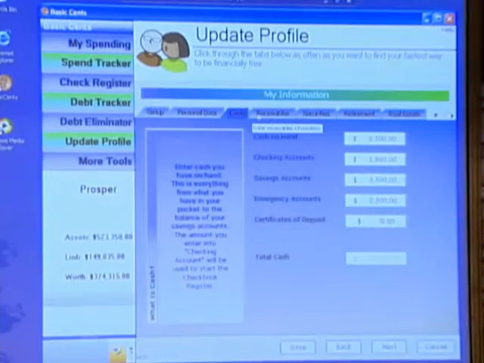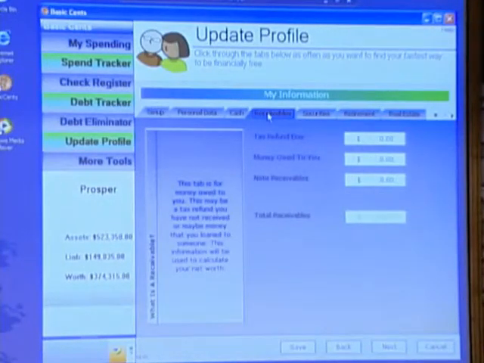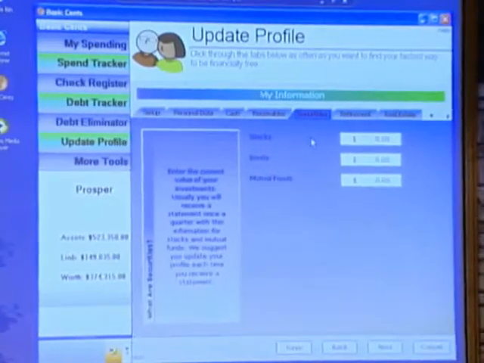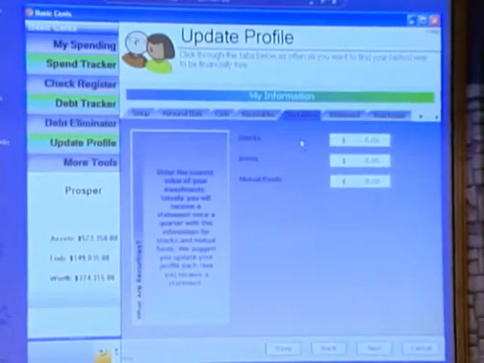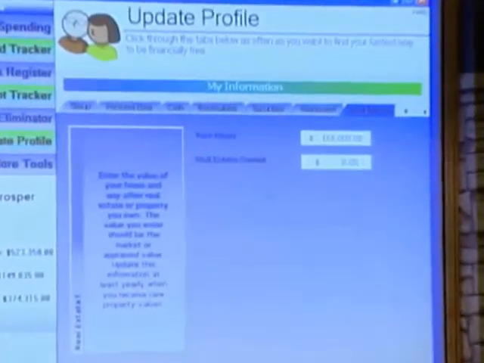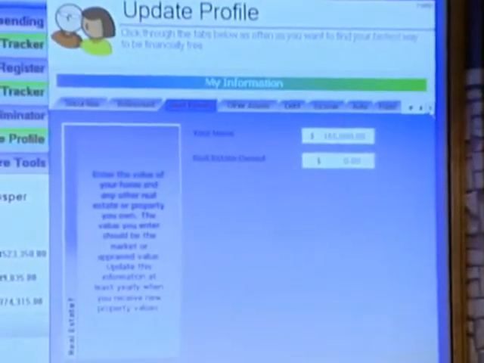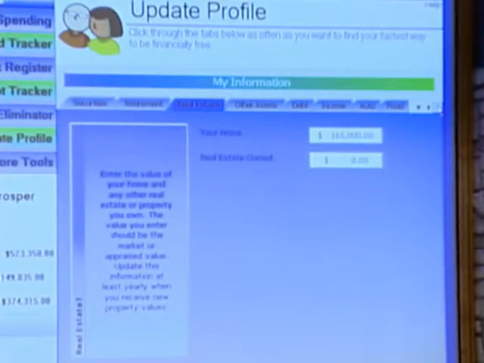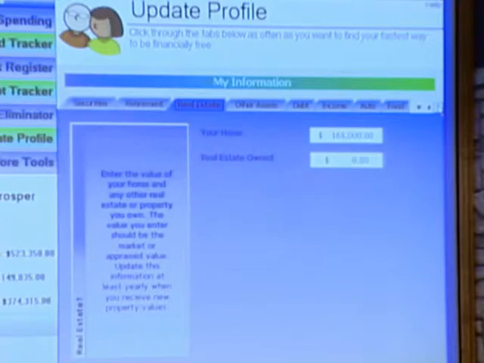Now, receivables, this is if anybody owes you money, it goes in here. Tax refund coming, it goes in here. Money owed to you, note receivable. If you got a loan out to somebody. Most of the time, you're the borrower and not the borrowee. Securities, stocks, bonds, mutual funds. Retirement, real estate. There's where you put what your house is worth in here. Your home, real estate owned. Any other real estate you put right there. It's just real estate. So you have another place for stocks and bonds and so on.